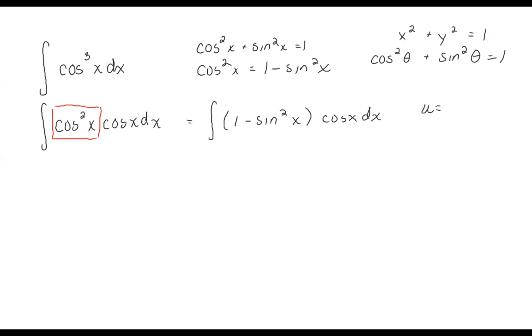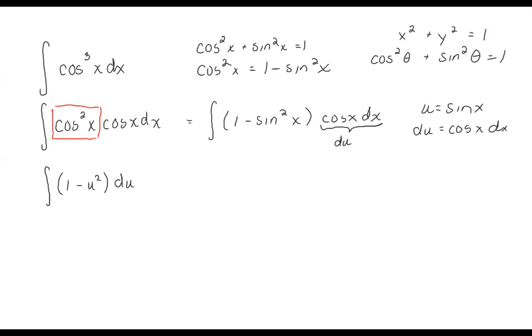Let's see, the derivative of sine is cosine, and I've got that sitting right here. So I would like that to be my du, and that will happen if I let u equal sine of x. And du is cosine x dx. And that means my integral now takes this very nice form, 1 minus u squared du. And we've eliminated all trig functions.